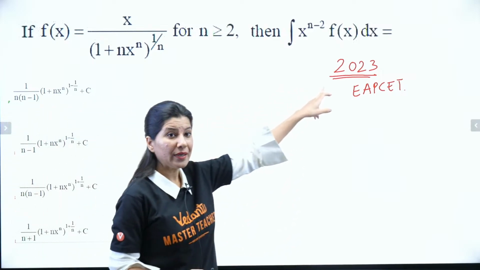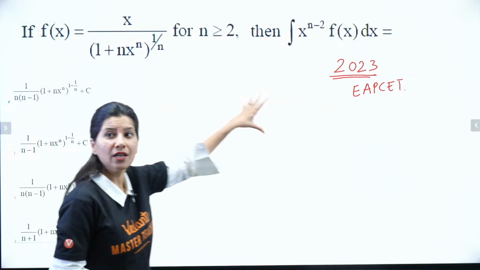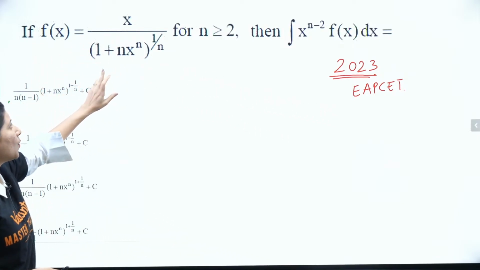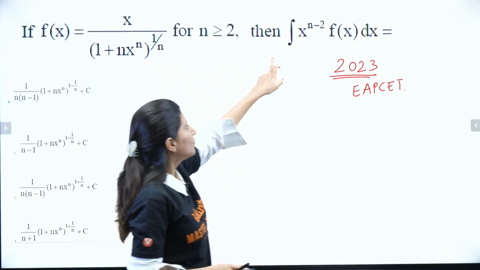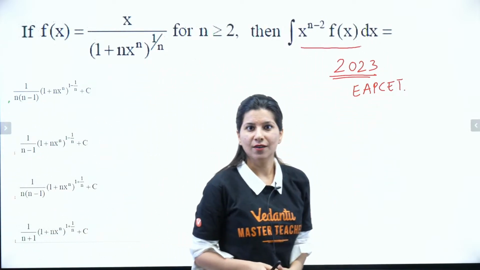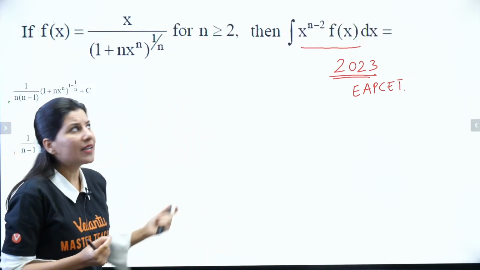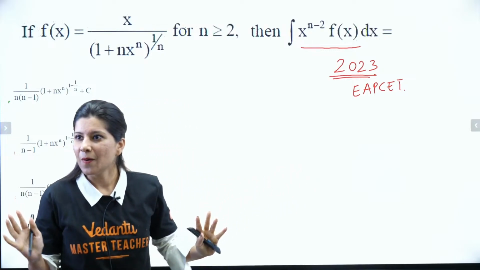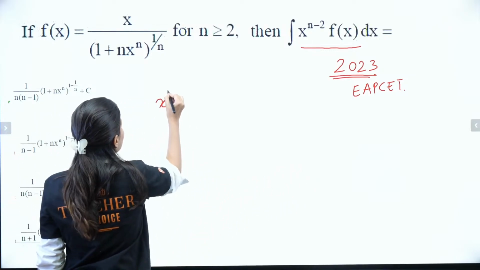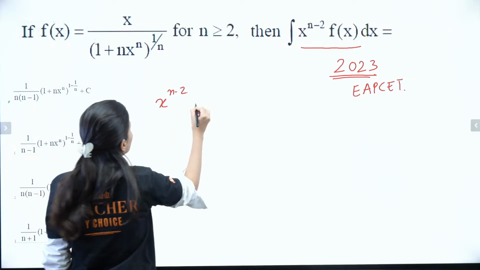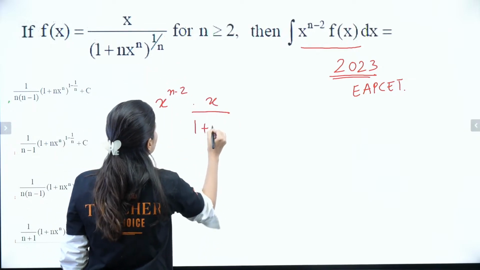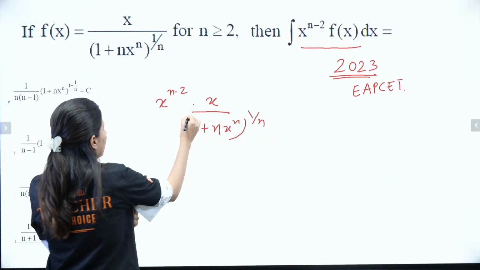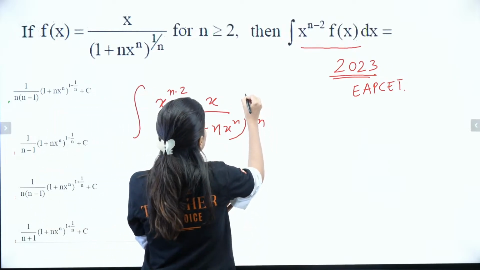Okay, so this is from the 2023 EAPCET examination. Let us understand this question. This is from integration. f of x is equal to x upon this, for n greater than, what we need to figure out is this. So what we will do is plug in the value of f of x from here to here. That's it. Let's do that. So x raised to power n minus 2 into f(x), so this is your f(x), with power 1 by n, and integration dx is there.